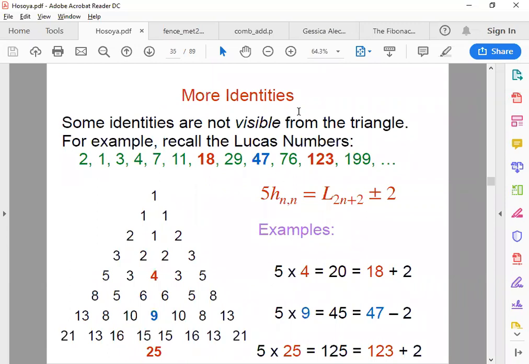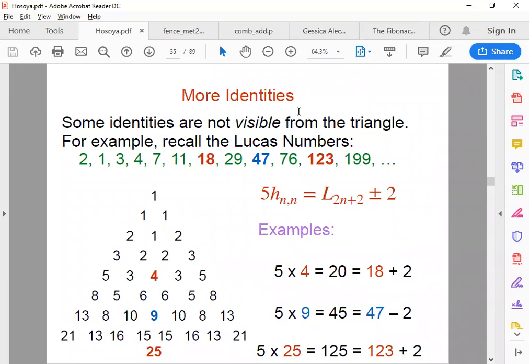There are some identities that are not quite so visible from the triangle, but just like with binomial coefficients and Fibonacci numbers, they are there nonetheless. For instance, here's a trickier one that uses the Lucas numbers. We all know and love the Lucas numbers 2, 1, 3, 4, 7, 11, and so on. Starting with the simpler one, if we go down the center of the triangle, if you take 5 times a center number, like 4, then you get a Lucas number plus or minus 2.